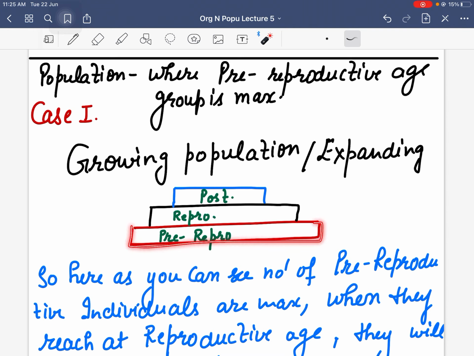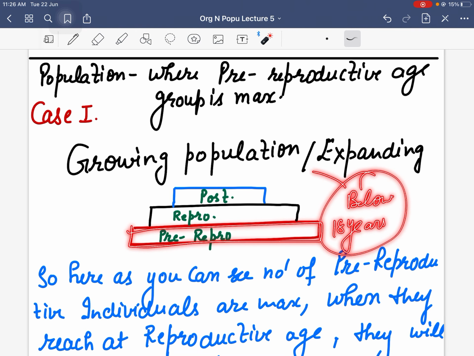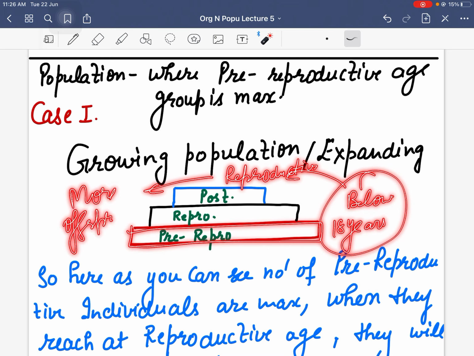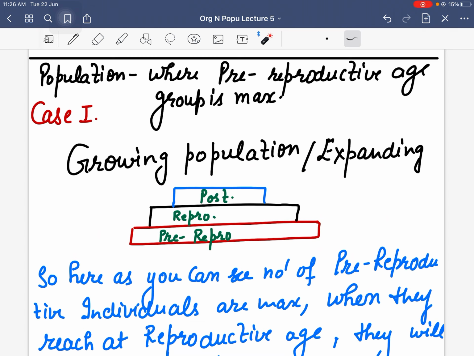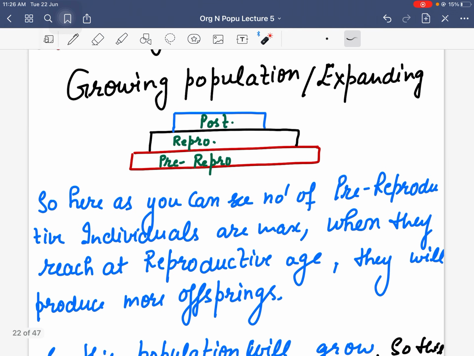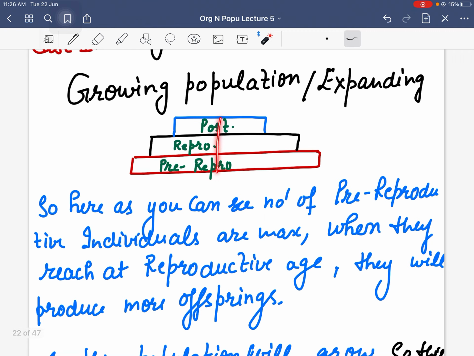क्योंकि already इसके पास प्री रिप्रोडक्टिव लोग जो हैं, जो 18 years एज वाले हैं या बिलो 18 years एज वाले हैं, वो ज़्यादा हैं. नाउ ये सारे लोग रिप्रोडक्टिव एज में जाएंगे, और जब भी रिप्रोडक्टिव एज में जाएंगे, they will produce more offspring and the population will grow. So this kind of population, where the pre-reproductive age group is maximum, is known as a growing population or expanding population.